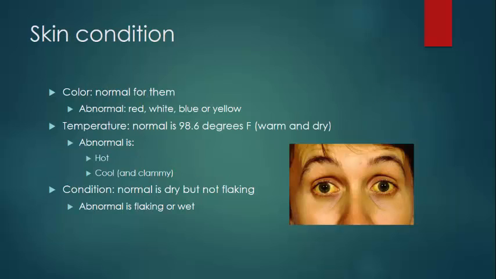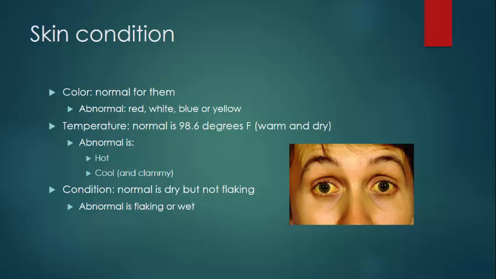Skin color. Normal is normal for them. Look at their family, look at the normal skin color, or ask the family, is this a normal skin color for them? Abnormal are your patriotic colors: red, white, and blue. If they're red, it could be caused by heat exposure or sun. It could be caused by high blood pressure, and it could be caused by carbon monoxide poisoning.